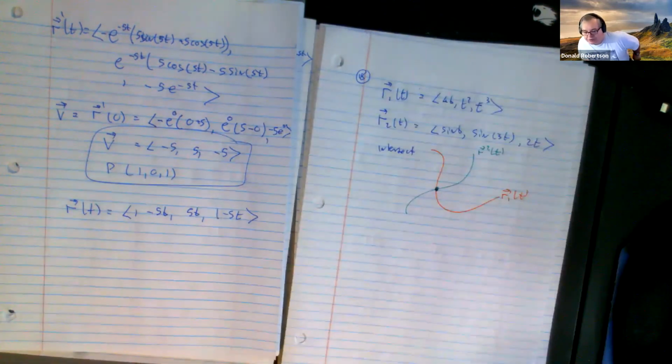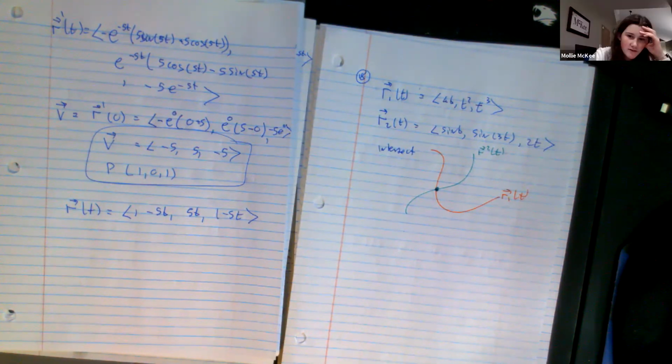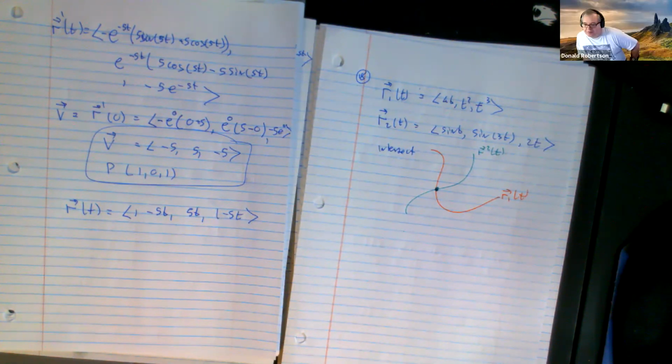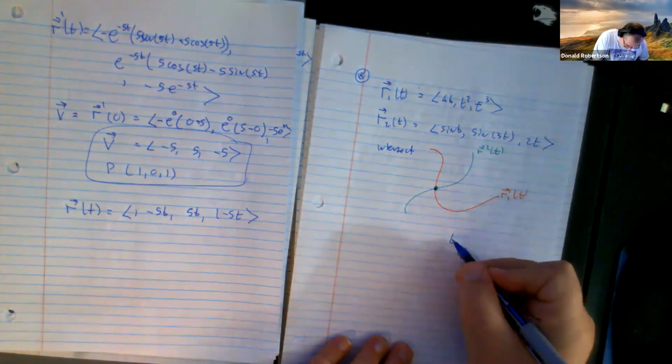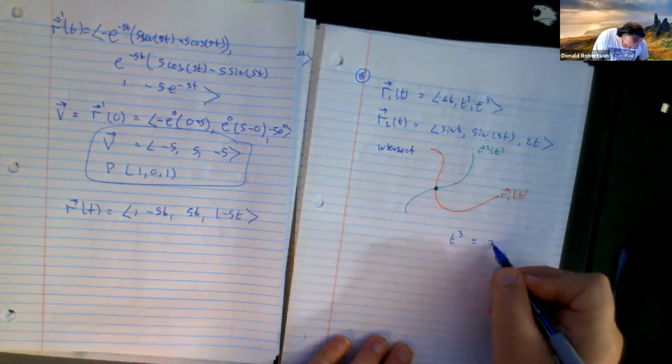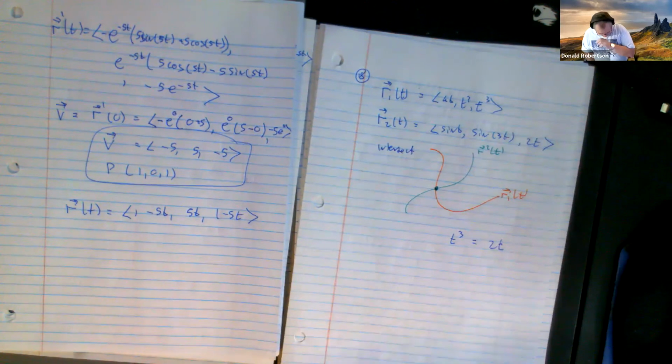What do you know about these two space curves when they intersect? They equal each other. So doesn't that make the X, the Y, and the Z all equal each other? Now, when I look at the R1 and the R2, would you agree the Z coordinates are the best ones to match? So the Z coordinate of one has to equal the Z coordinate of the other.